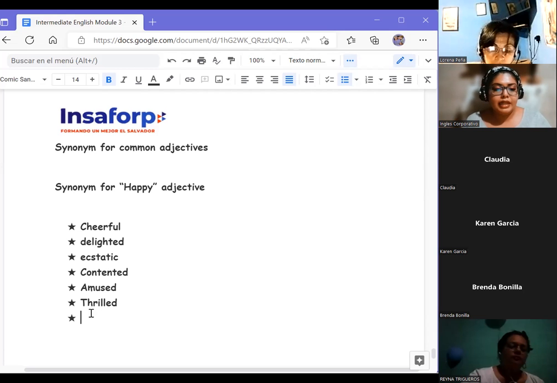Then we have elated. And it means in high spirit, excited or proud, often because something has happened or been achieved. And I'm going to write the meaning of this one because it is not very common to hear that word, right? So I'm going to write the meaning of this one.